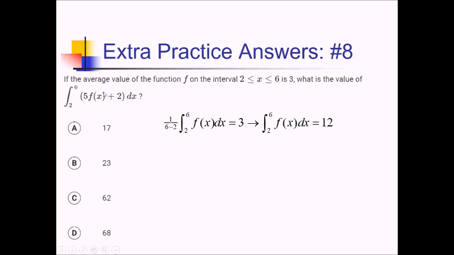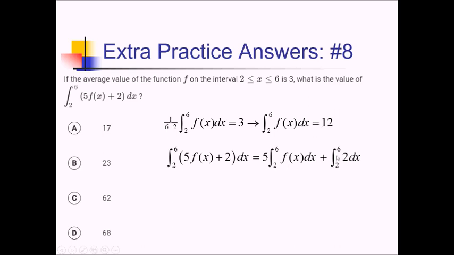Because I'm adding two things inside this integral, I can actually split this into two separate integrals. And in my first one, I can actually pop this 5 outside as a constant multiplier. So I can rewrite this whole thing as 5 times the integral from 2 to 6 of f of x dx. So I'm just rewriting this original now, plus integral from 2 to 6 of 2 dx.